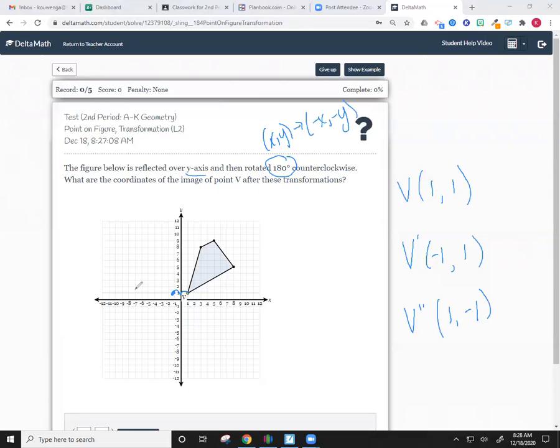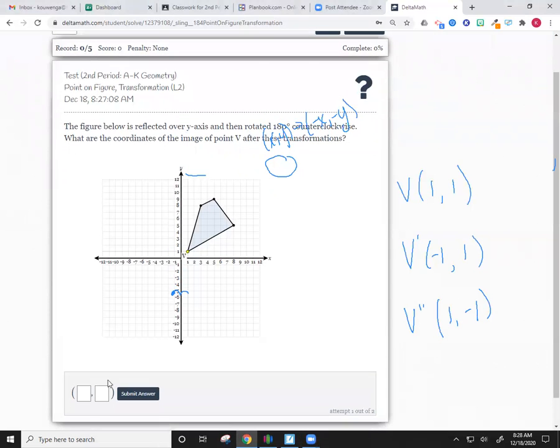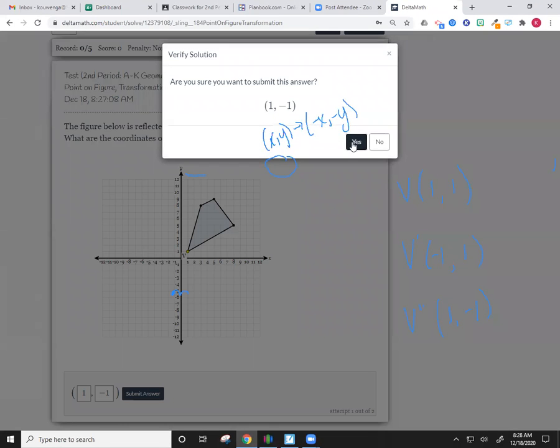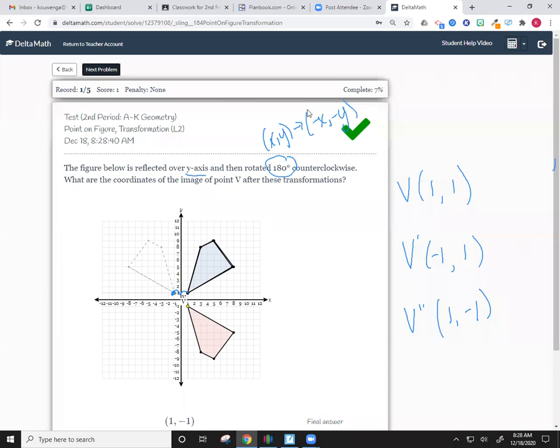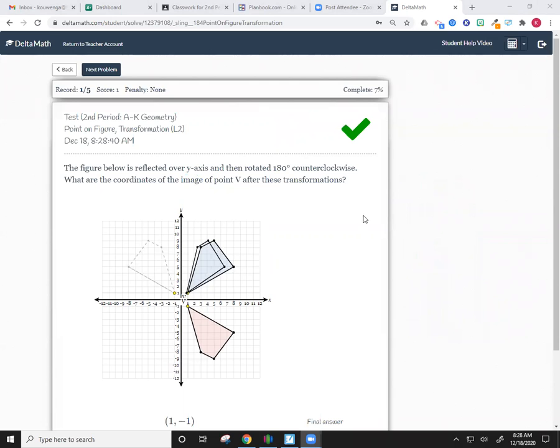So when you go to type it in, it's going to be +1, -1. You want to submit your answer, and what it's going to do is show you visually what's happening there. So that's what I just did on that one problem.